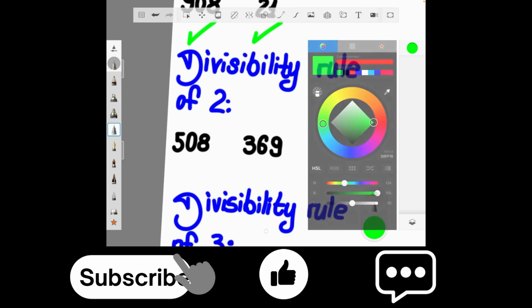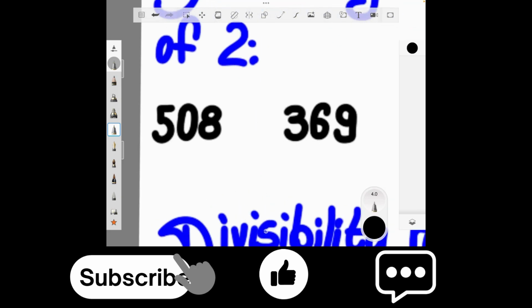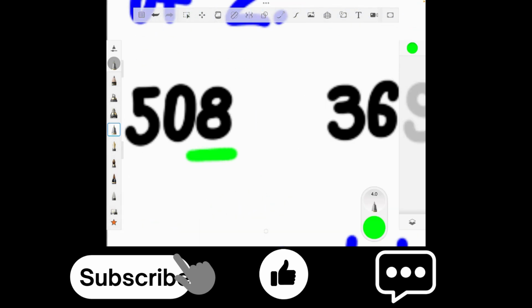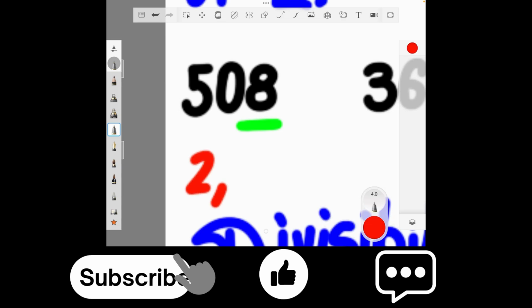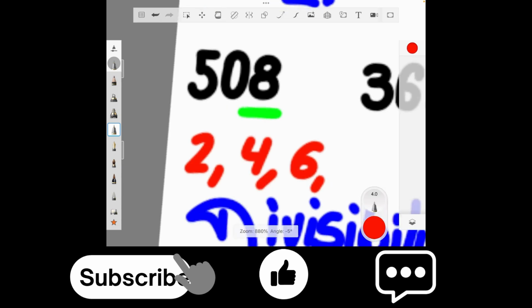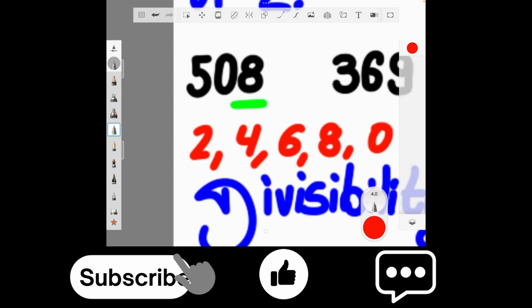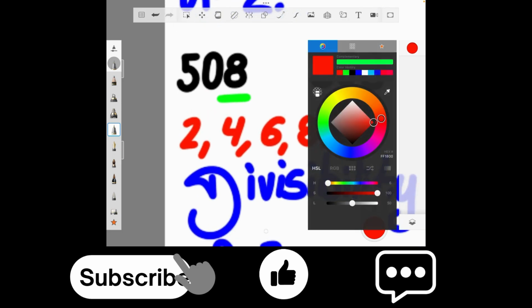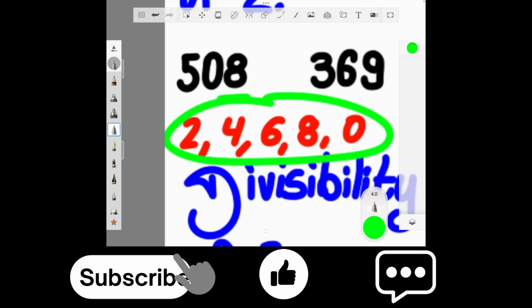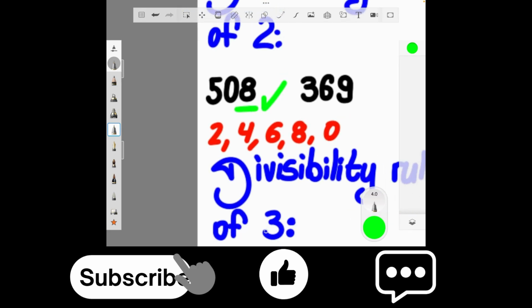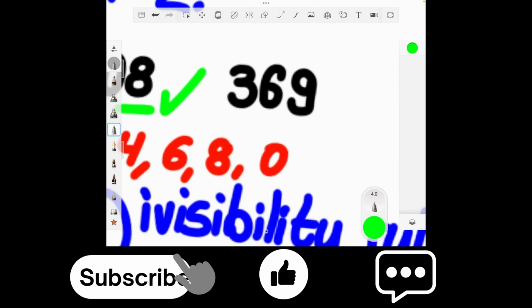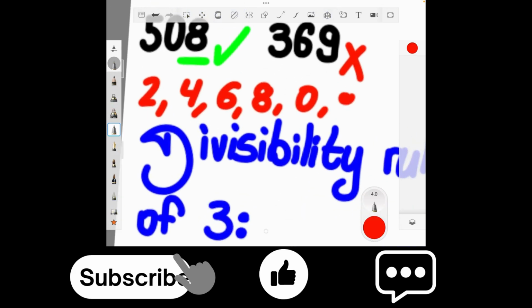The divisibility rule of 2 is that the last digit needs to be an even number. An even number is 2, 4, 6, 8, or 0. The last digit should be one of these 5 numbers. So the last digit is 8, so this number is divisible by 2. But 369 is not divisible because the 9 is not in the list.